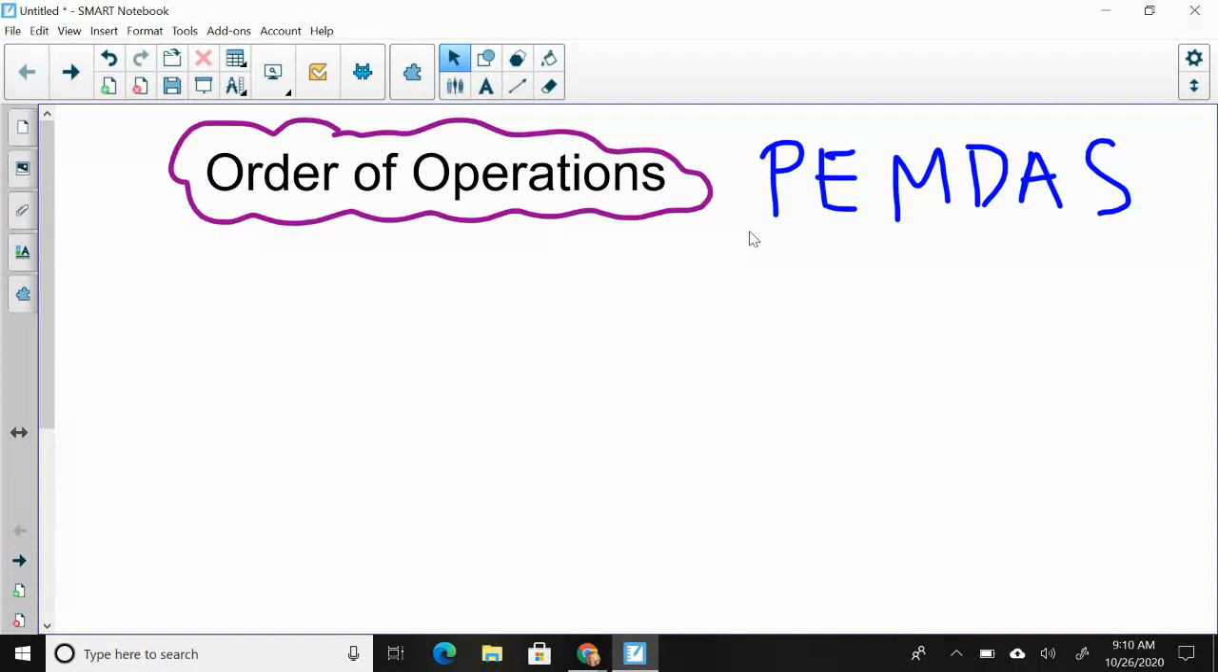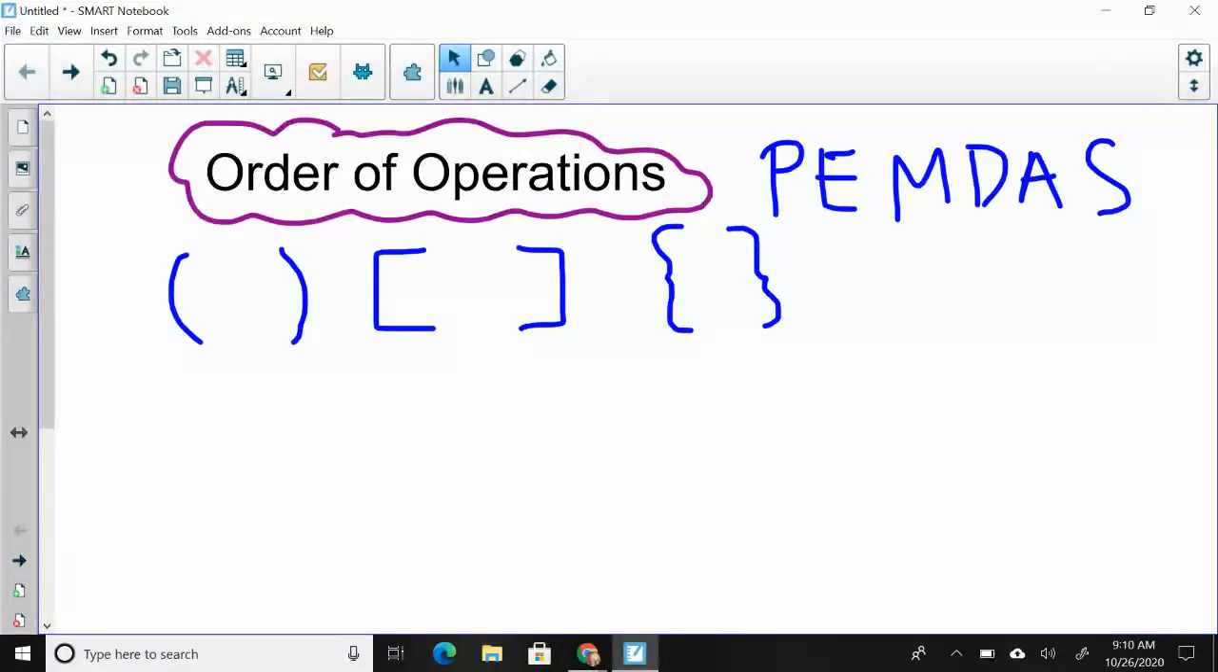So the P stands for parentheses. Parentheses can look like this, but in math, sometimes we have things called brackets that look like this. And sometimes we have these little fancy brackets that look like this. All of those things would be considered parentheses, okay? Or we could say groupings, all right?